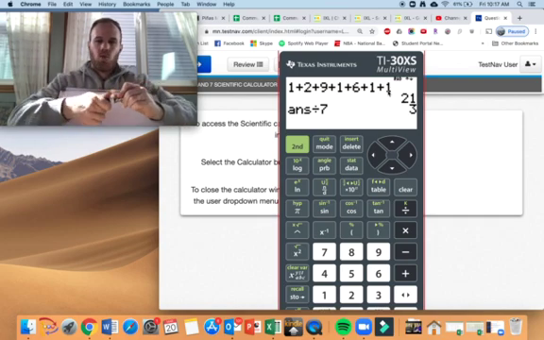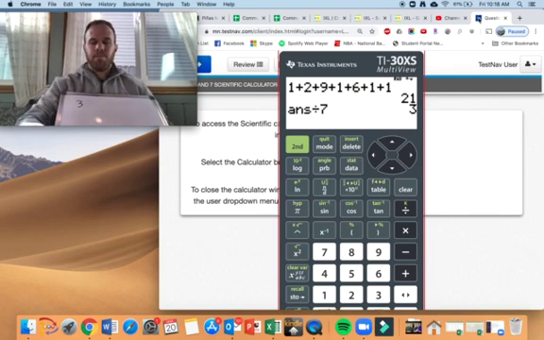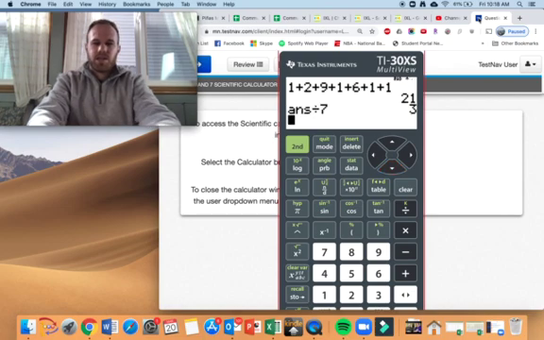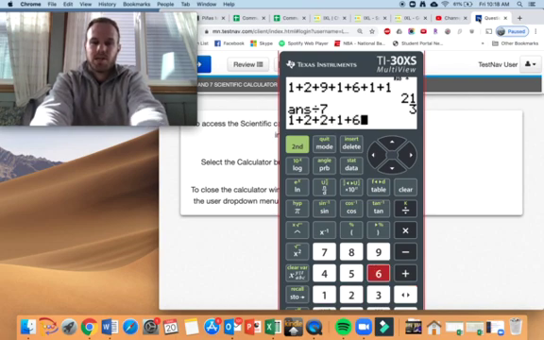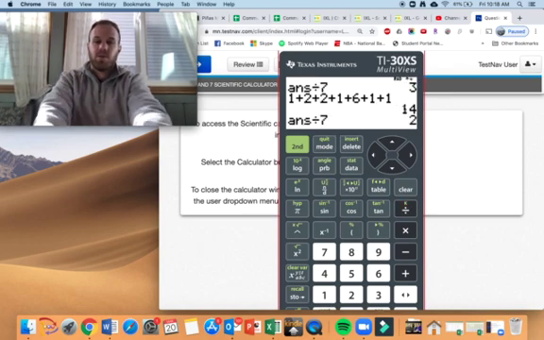Okay, so it's saying what happens if we go back here. It's saying what happens if the number 2 replaced the number 9. So instead of this 9 right here, I'm going to put a 2 instead. So what we can do is look and see what we have. So instead of 9, I'm going to put 2. So plus 2 plus 1 plus 6 plus 1 plus 1. So I get 14. And I still have the same amount of numbers, 1, 2, 3, 4, 5, 6, 7. So divided by 7, which is 2.